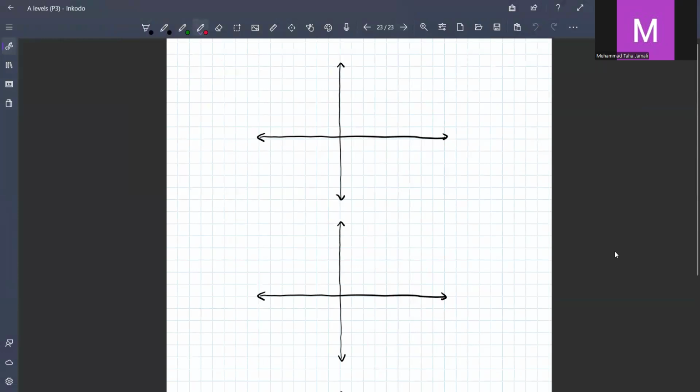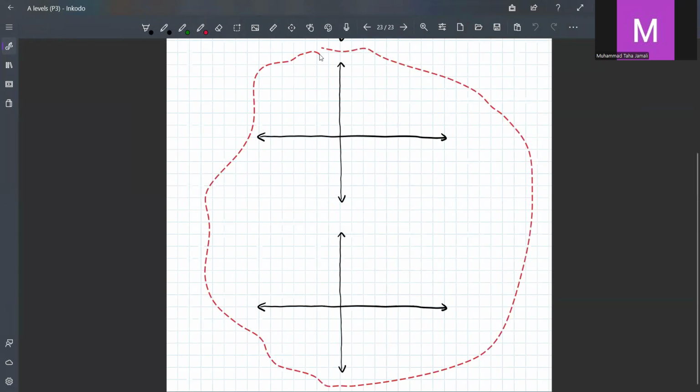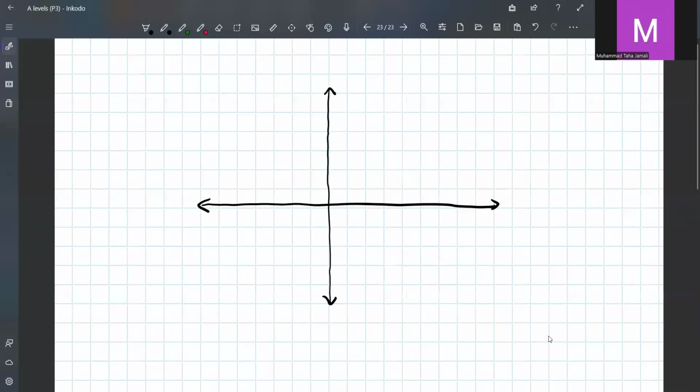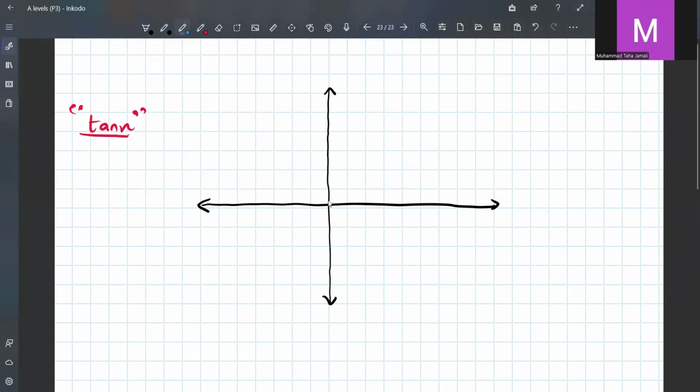Next up, now we are going to draw the graph of tan x first, and using that graph, we are going to derive the graph of cot x, which is 1 upon tan x. All right, let's do it. The graph of tan x, which we already studied in AS, is like this.